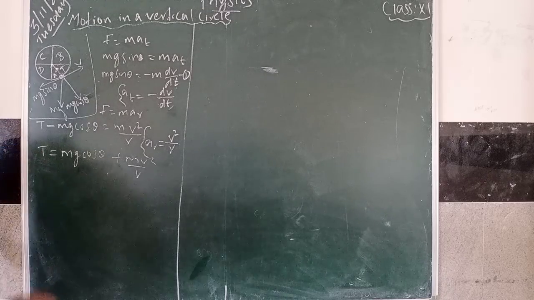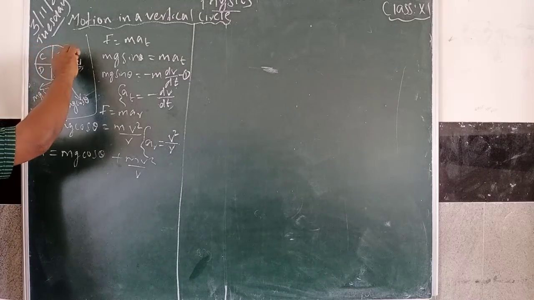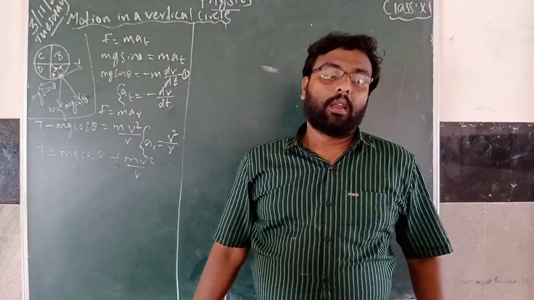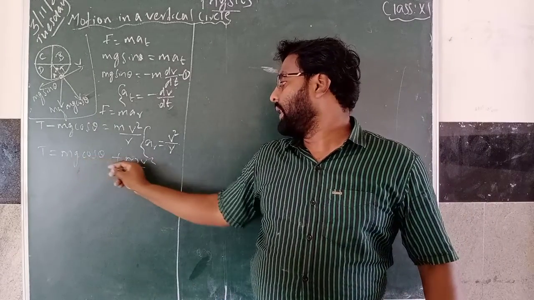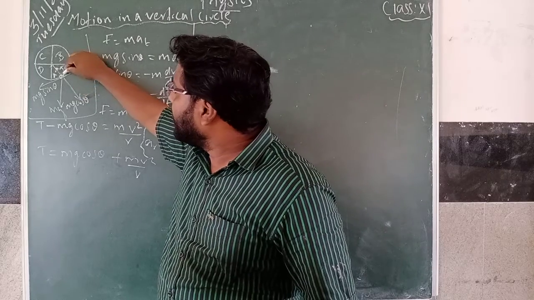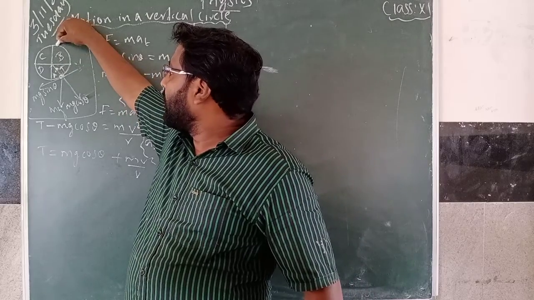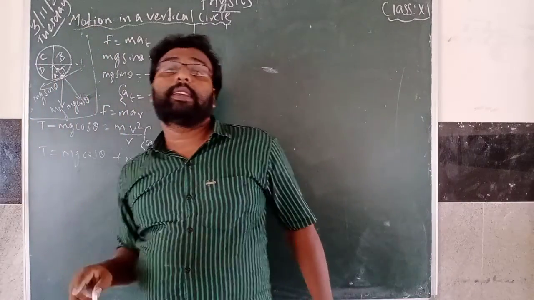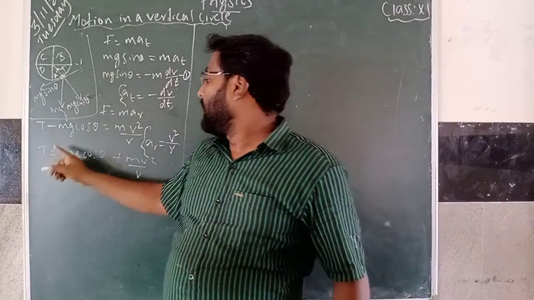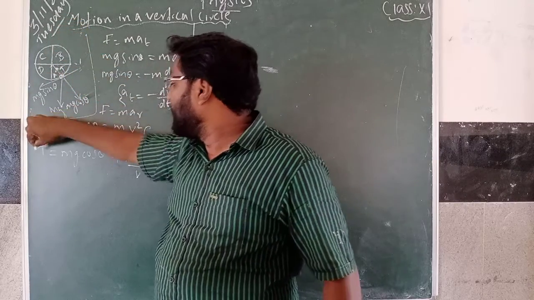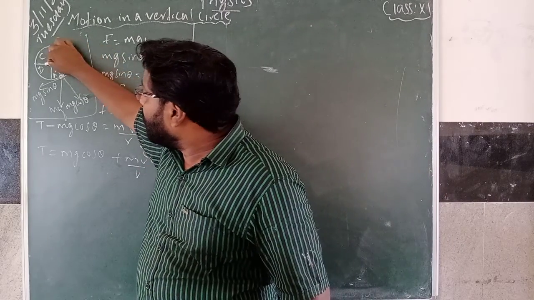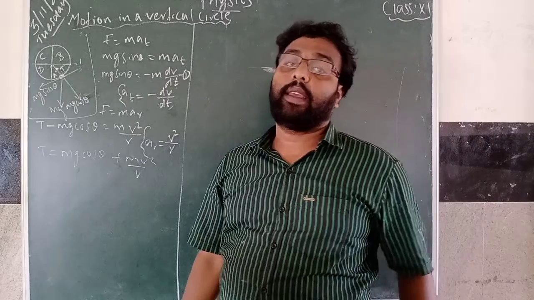this equation shows the motion in the sections A and D. So this equation T is equal to mg cos theta. Mg cos theta means it is acting in this direction. When this mass reaches this point, this mg cos theta and sin theta will change. The direction will change. So this equation T is equal to mg cos theta plus mv square by r shows the motion in these two sections A and D.